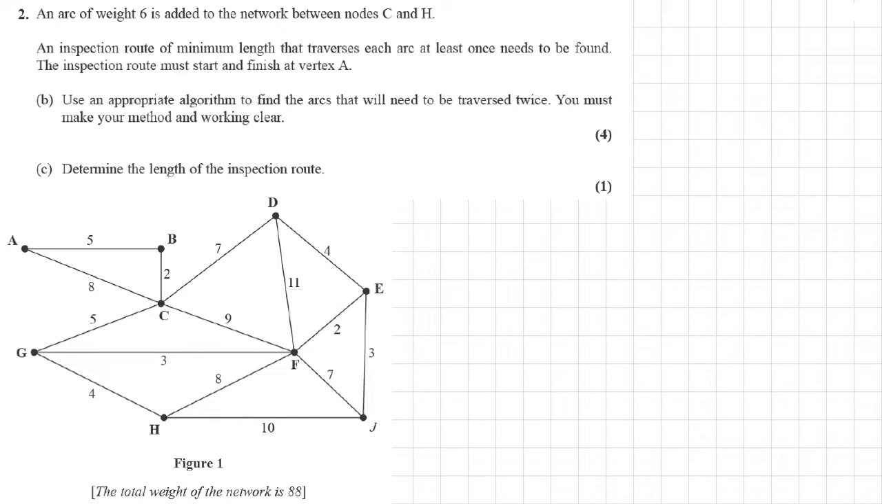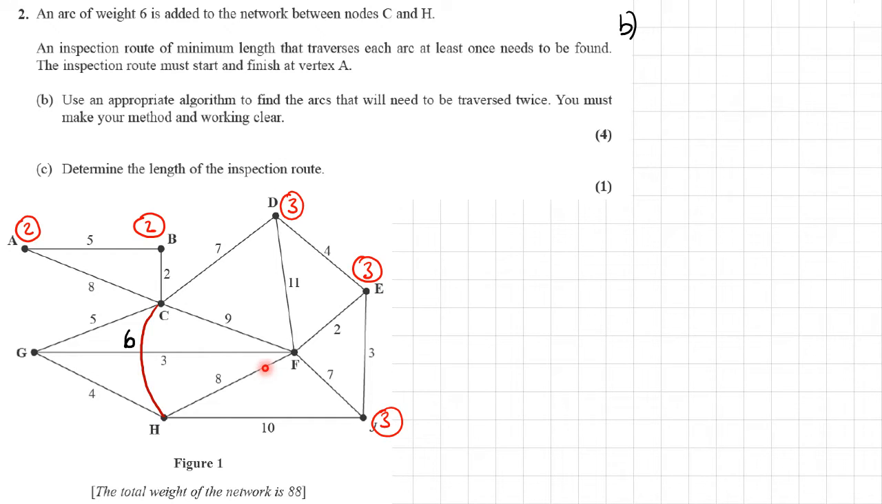So let's first of all add on that extra arc between C and H, which has a weight of 6. Now the first thing we need to do is to identify all of the odd nodes. So I'm going to write down the valency of each of these nodes. That basically is how many arcs come out of the node. And I want to identify the odd ones.